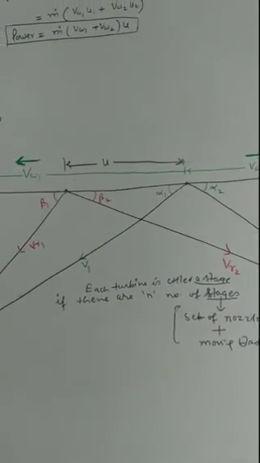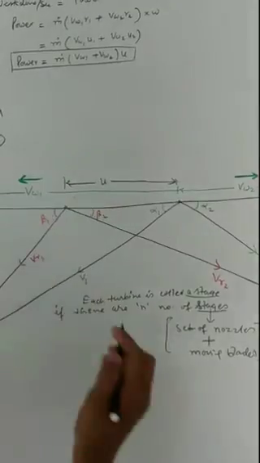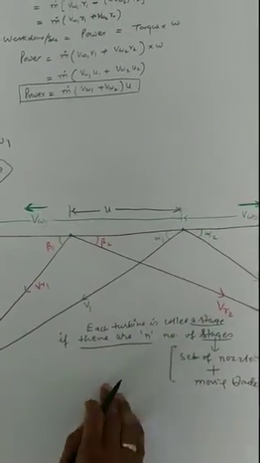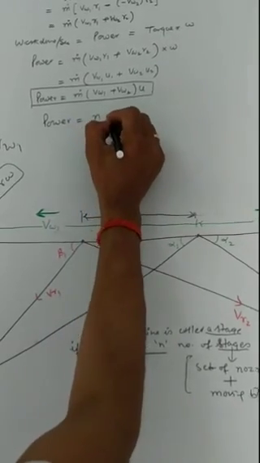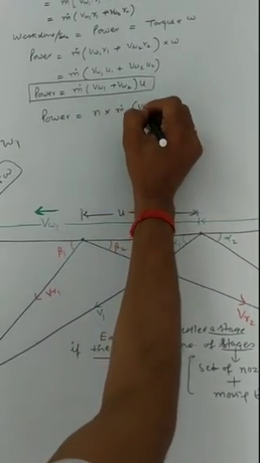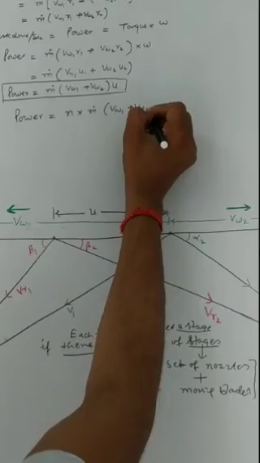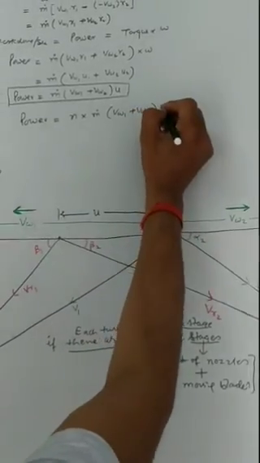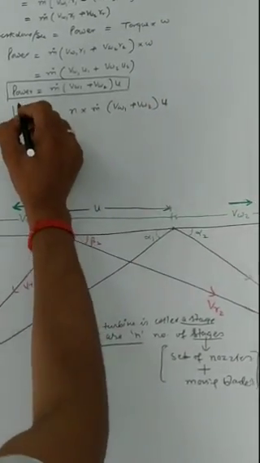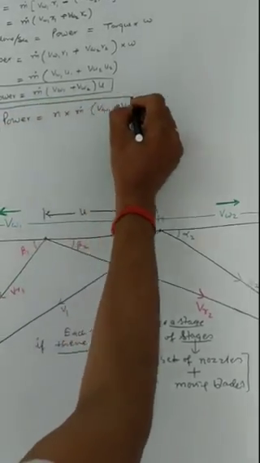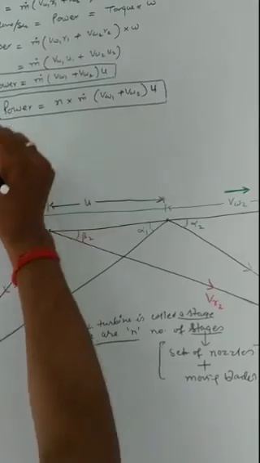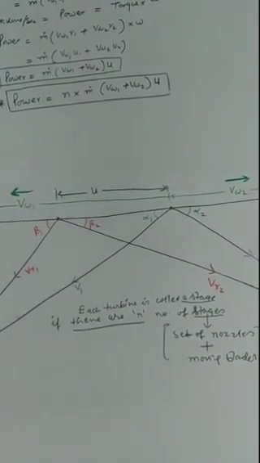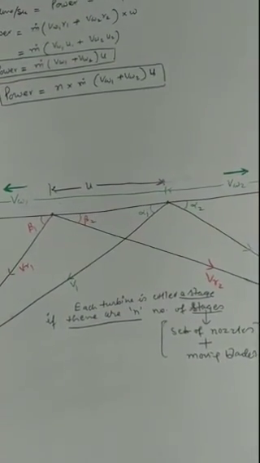Okay, so if there are n number of stages, then total power is equal to n times m (VW1 plus VW2) into U. This is the total power developed by the impulse turbine. Okay, that's it.